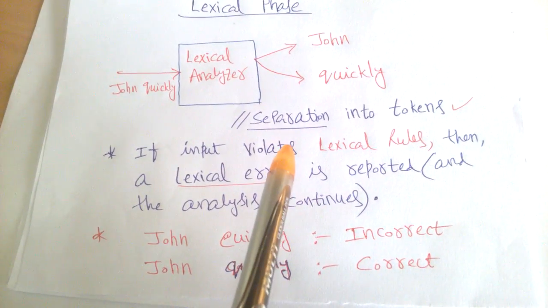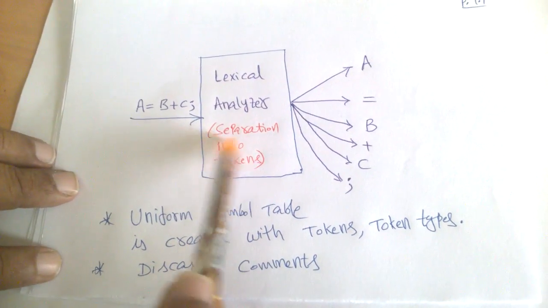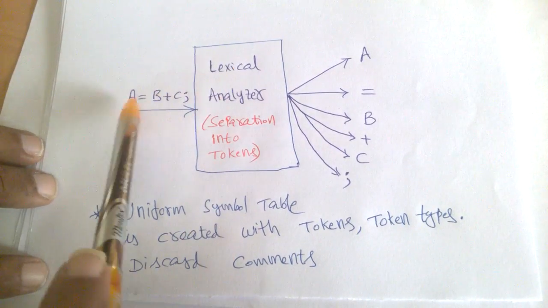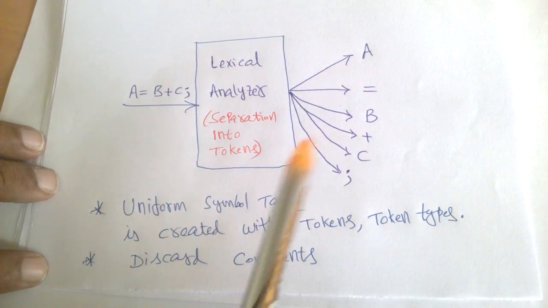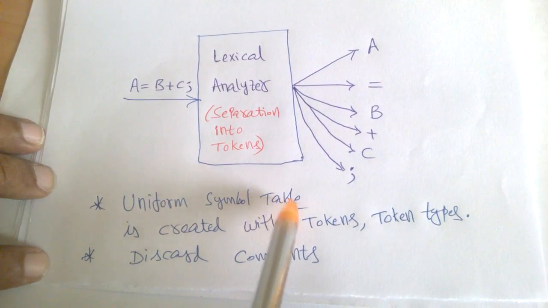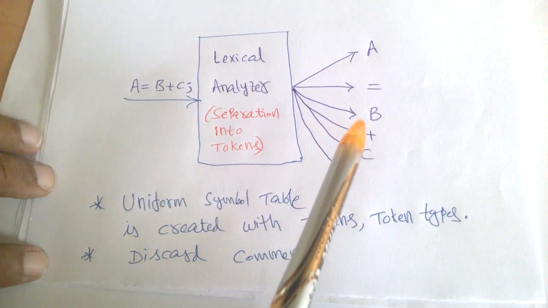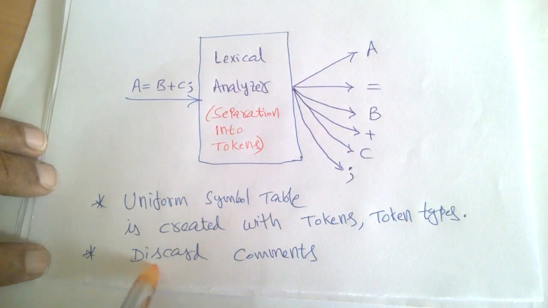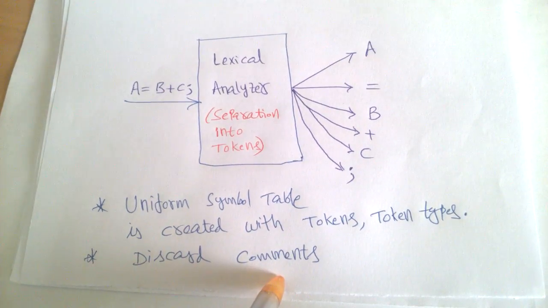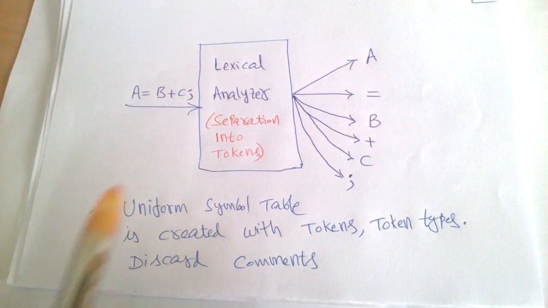So when we go to our programming example, A is equal to B plus C, what the lexical analyzer does is it separates them into tokens. So these are all the various tokens that get generated because of the lexical analyzer. The input is translated into all these tokens. The lexical analyzer also creates what's called a uniform symbol table. It will contain all these tokens and their corresponding token types, that's identifier or literal or terminating symbol, and so on and so forth. And it also discards comments, because comments are not required for program execution. So the lexical analyzer translated the input into tokens and their corresponding token types.